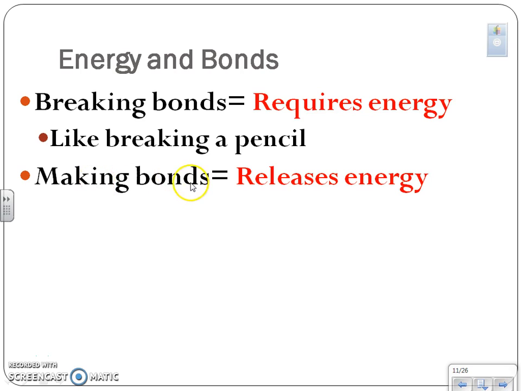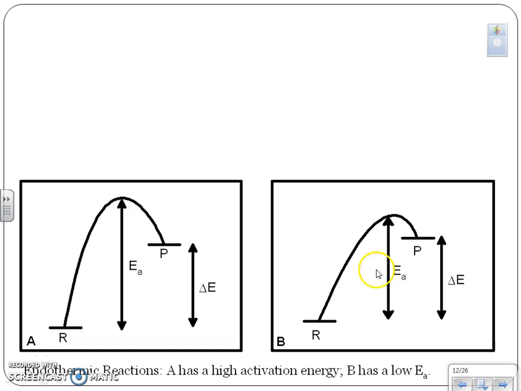However, making a bond will release energy. That's an exothermic process. So when you're just looking at those individually, breaking bonds requires it, making bonds releases it. But we have to look at it in terms of a whole reaction. So if you look at this picture, here are your reactants and here are your products. Your Y is energy, your X is the reaction progress.